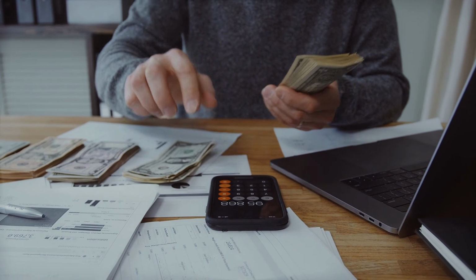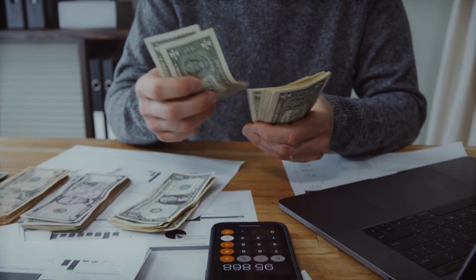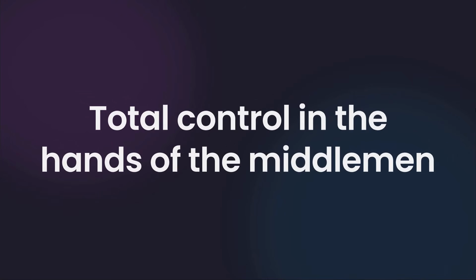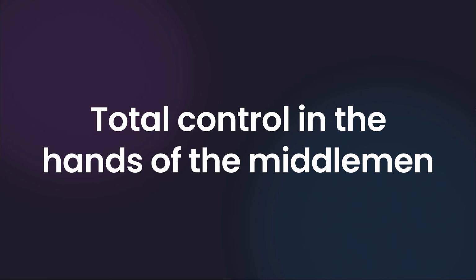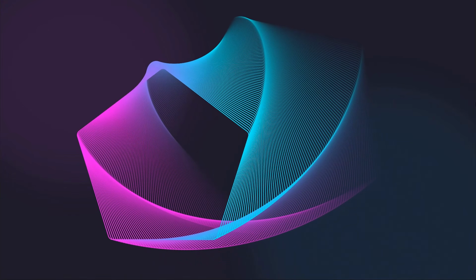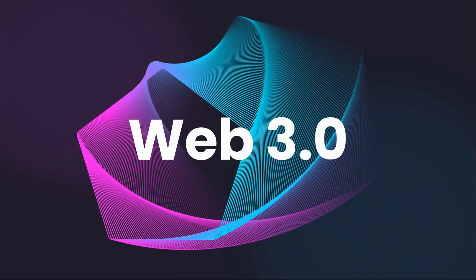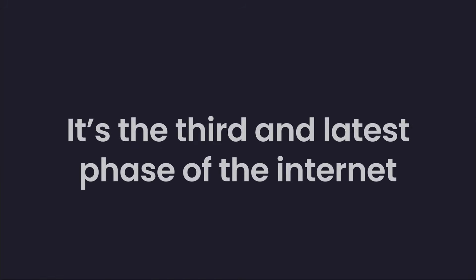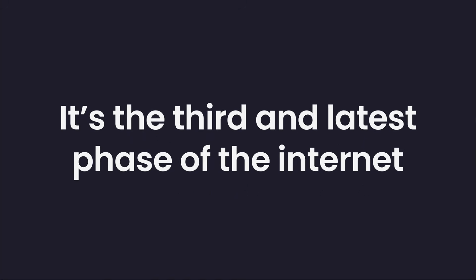And that brings us to the biggest problem with Web 2, and that is the lack of privacy and the fact that total control is in the hands of middlemen, the big corporations. And to discard that whole centralized system, Web 3 comes into play. Web 3 is also known as the decentralized web, and it is the third and the latest phase of the internet.